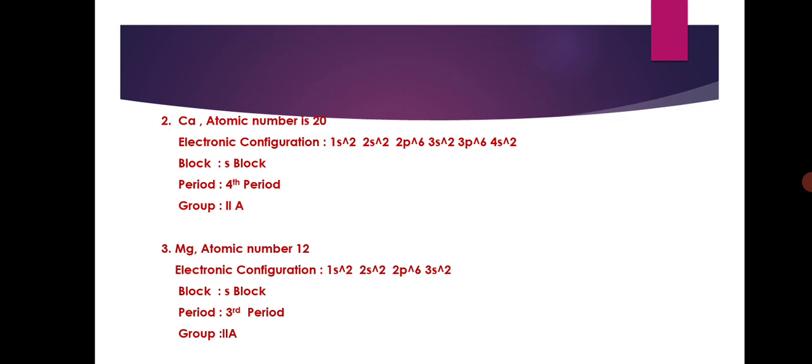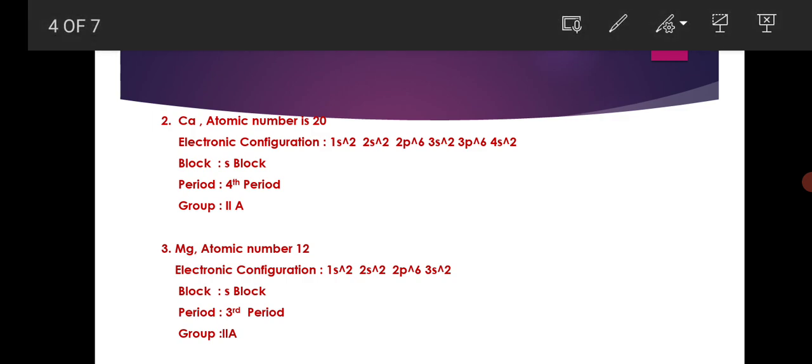Secondly, consider calcium. The atomic number of calcium is 20. Then the electronic configuration of calcium is 1s2, 2s2, 2p6, 3s2, 3p6 and 4s2. If I add all these electrons, I get 20 electrons. Hence, I have successfully configured the electrons of calcium.